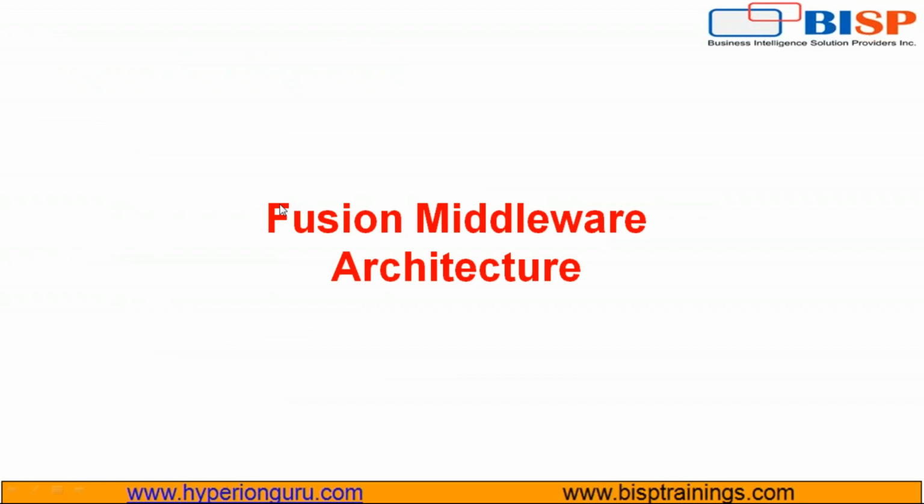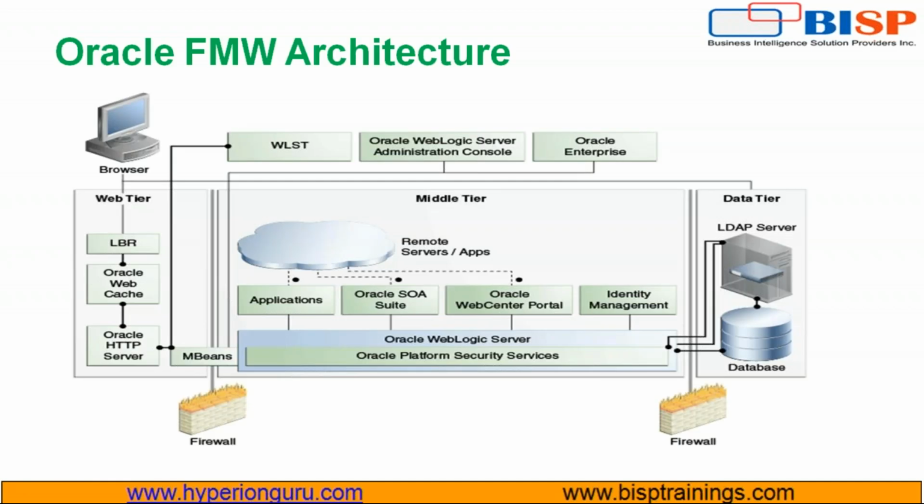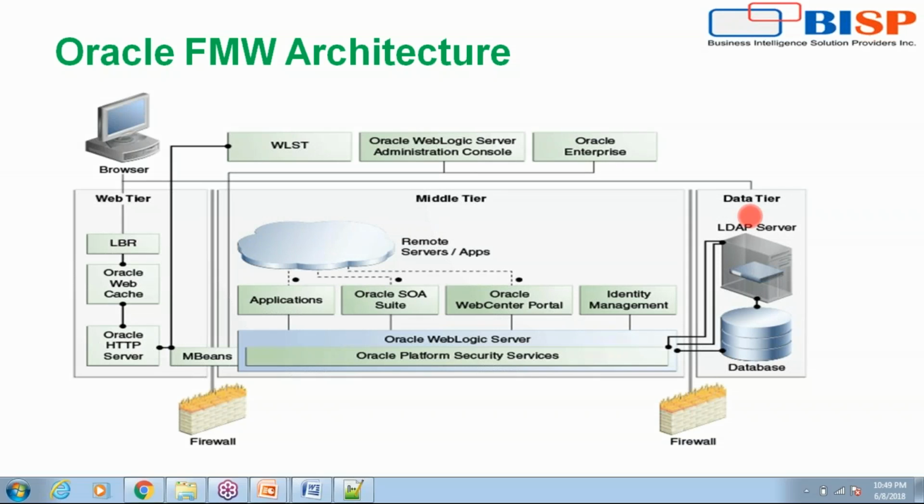Right, so let's discuss the architecture. Like I said, it's a 3-tier architecture, and this is for Fusion Middleware architecture. So you can see, let me explain that to you. Mainly you have one web tier, your middle tier, and data tier. Your web tier is where you can have your LBR. LBR is nothing but your load balancer. This can be your hardware load balancer or software load balancer, depending upon your organization's needs. Followed by Oracle Web Cache.